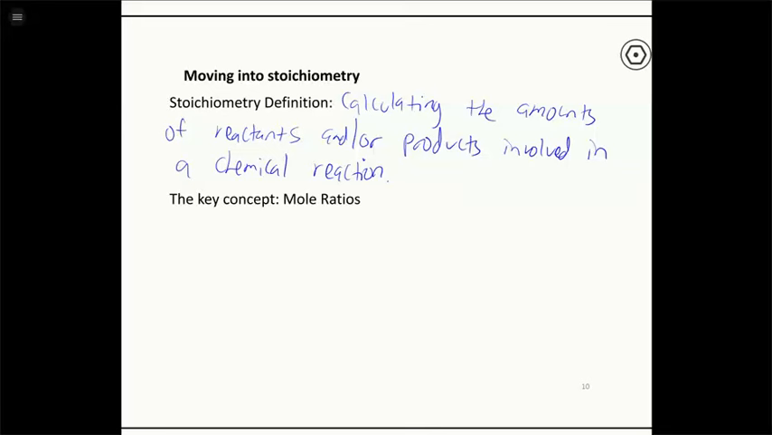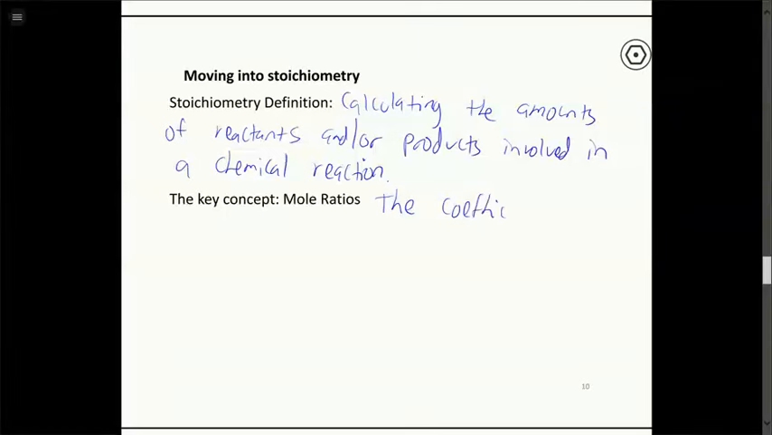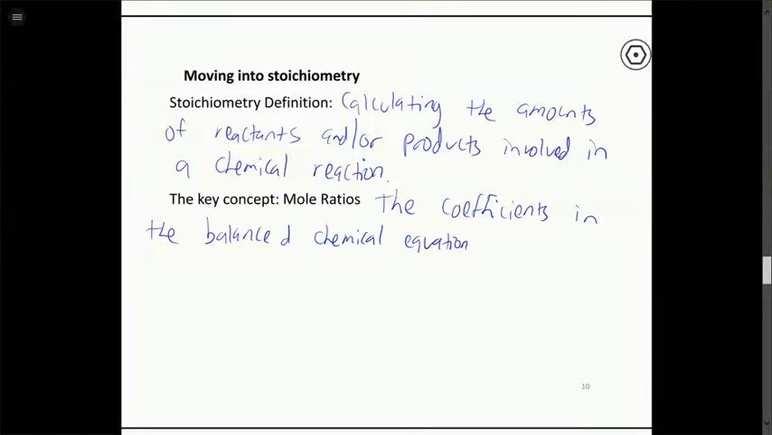So remember that the coefficients in balanced chemical equations tell us the relative number of moles of each reactant and product that are involved in those reactions. So those coefficients are going to be interpreted as moles. Remember, they don't represent masses, they represent molar amounts, and so that's what we're going to use to do stoichiometry, those coefficients. So we need to have a balanced reaction first, and those coefficients then tell us the ratios of each species that's involved. So the coefficients tell us the relative number of moles of each substance in the reaction.